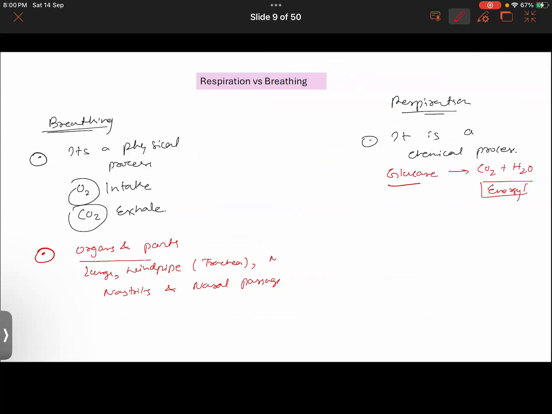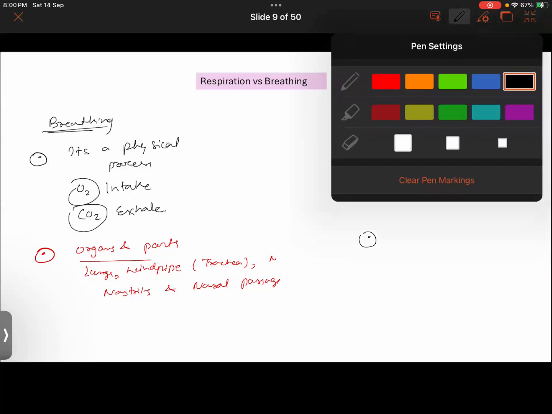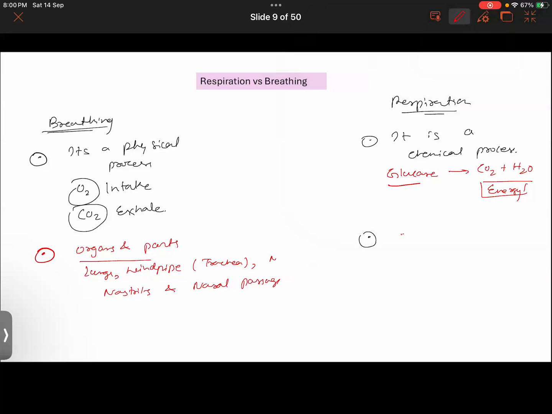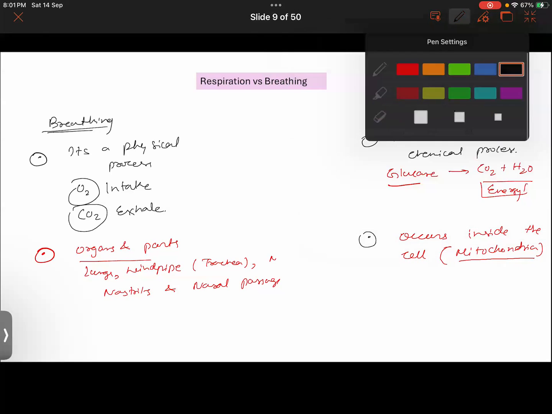These are the parts. But when we look at the case of respiration, it occurs inside the cells. To be specific, it occurs inside the cells in a part called the mitochondria. Got this? What I'm trying to say? The mitochondria is one of the structures found inside the cell, which we'll be learning about.